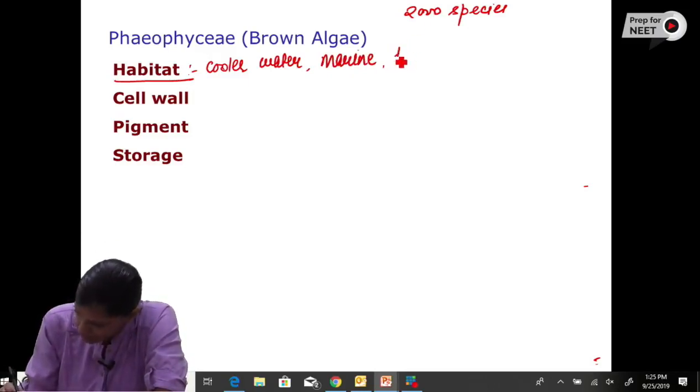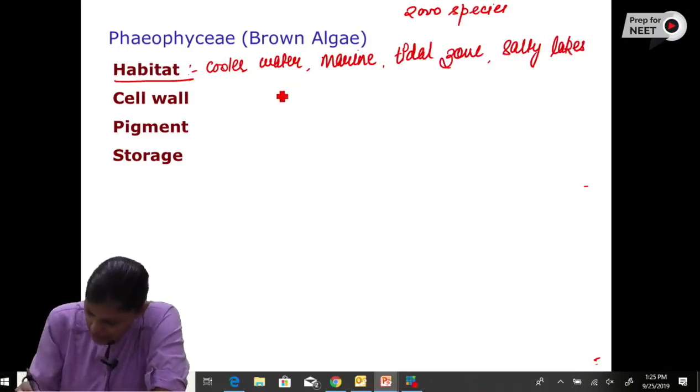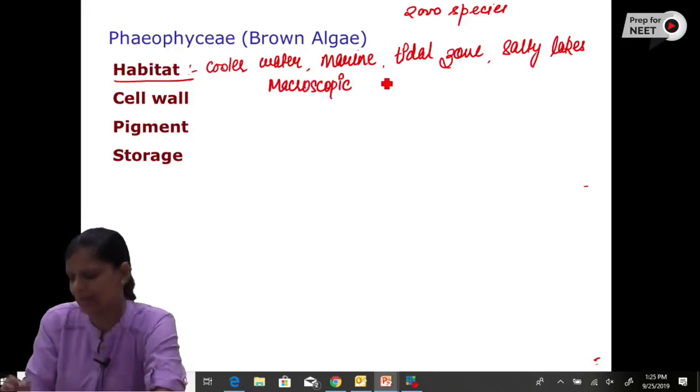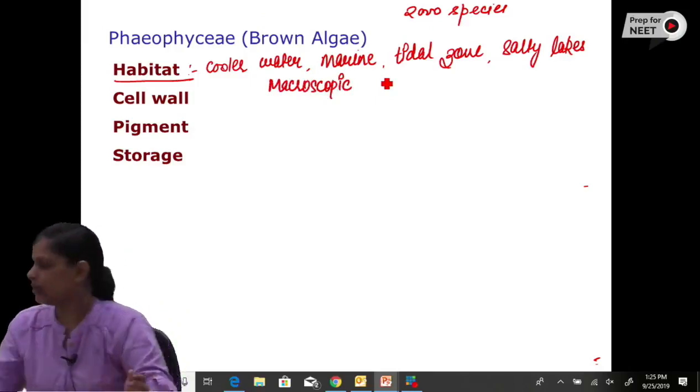Also, they can grow in the tidal zone, in salty lakes, etc. This is the alga which is macroscopic in nature. Now, what do you mean by macroscopic? That unlike green alga, you can see them with your naked eyes.